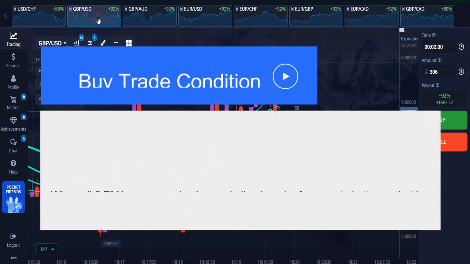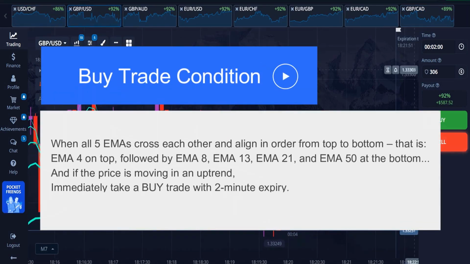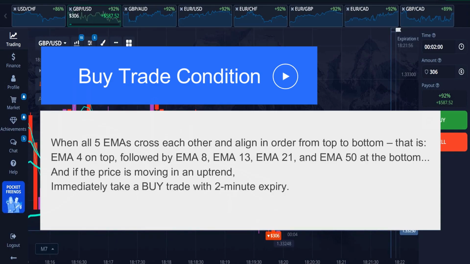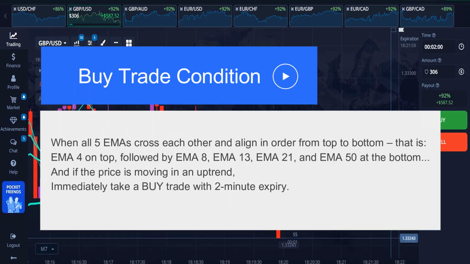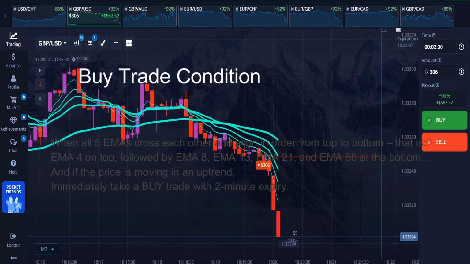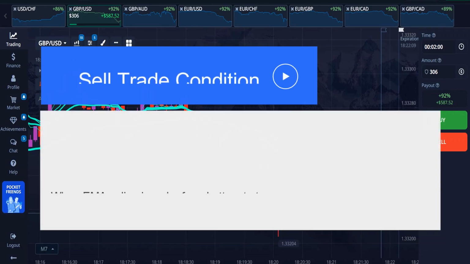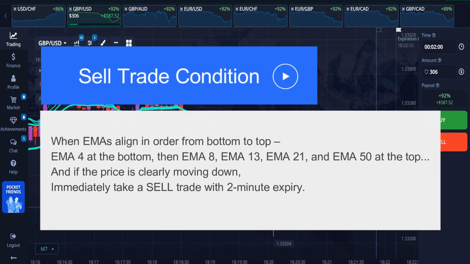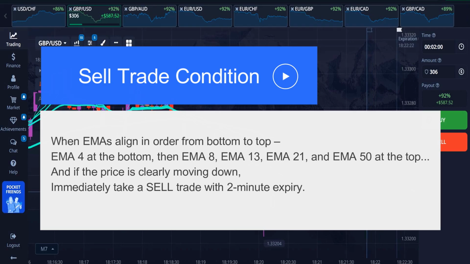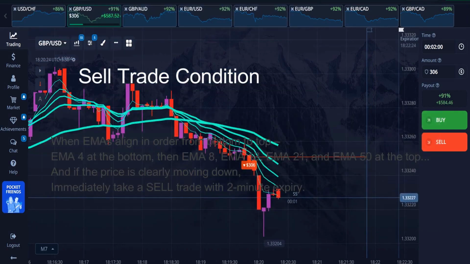Here's how this crossover magic works. Buy trade condition: when all 5 EMAs cross each other and align in order from top to bottom, that is, EMA 4 on top, followed by EMA 8, EMA 13, EMA 21, and EMA 50 at the bottom, and if the price is moving in an uptrend, immediately take a buy trade with 2-minute expiry. Sell trade condition: when EMAs align in order from bottom to top, EMA 4 at the bottom, then EMA 8, EMA 13, EMA 21, and EMA 50 at the top, and if the price is clearly moving down, immediately take a sell trade with 2-minute expiry.